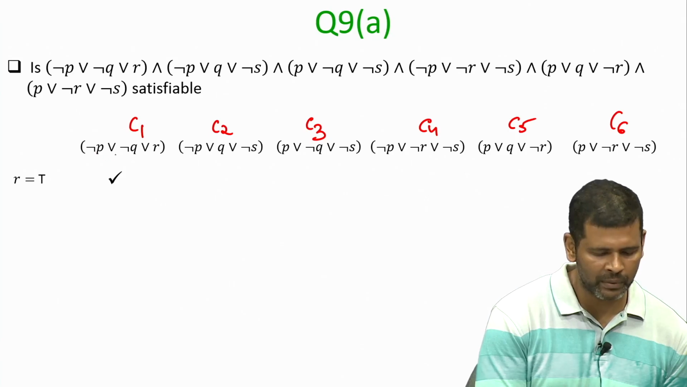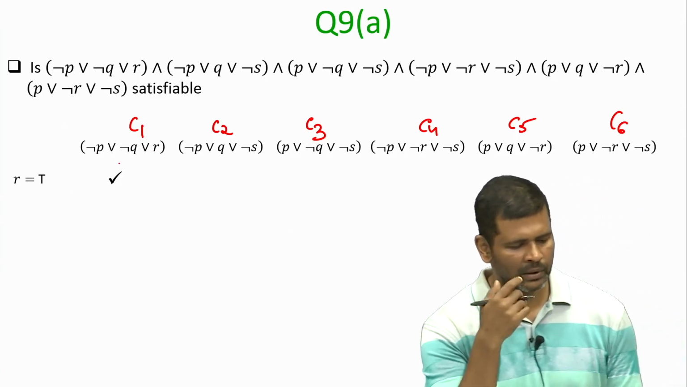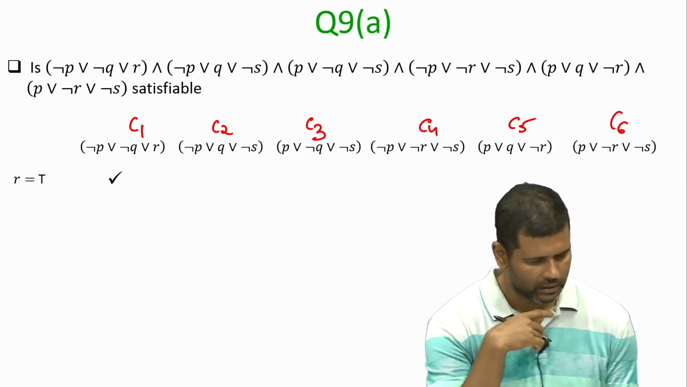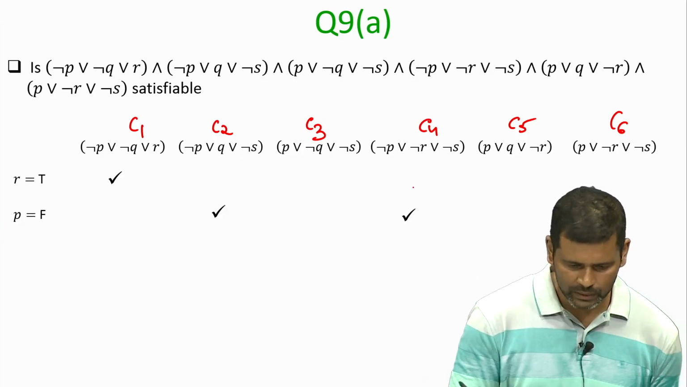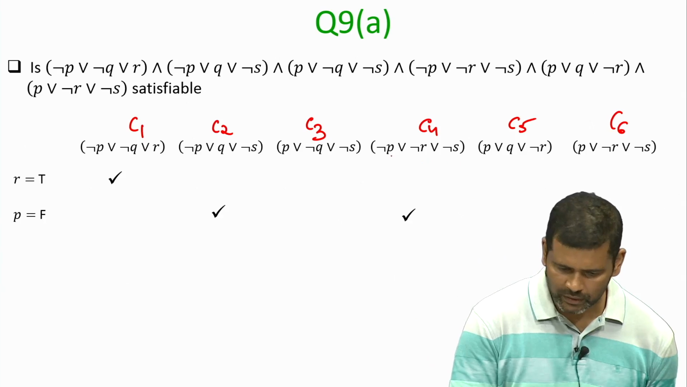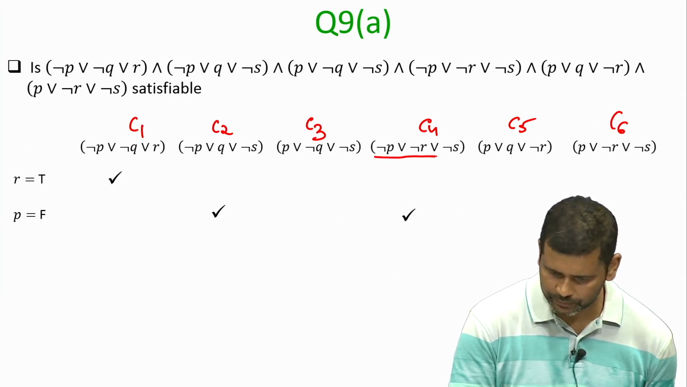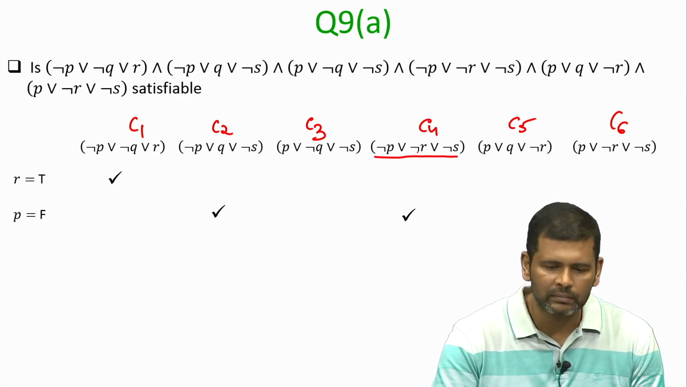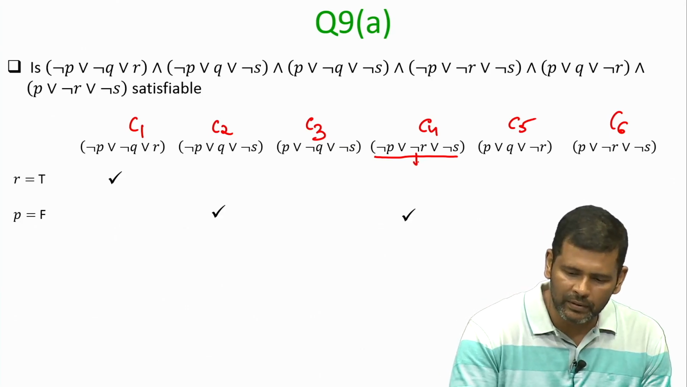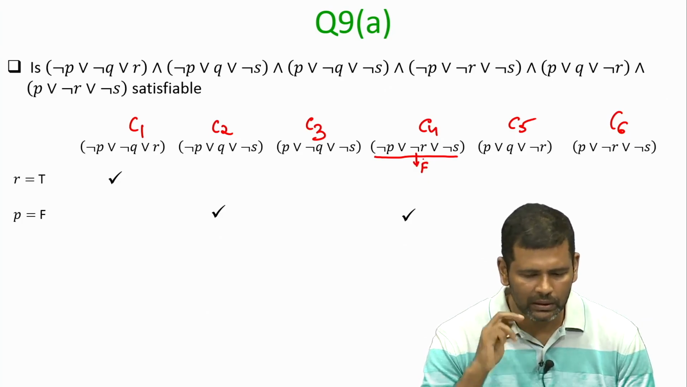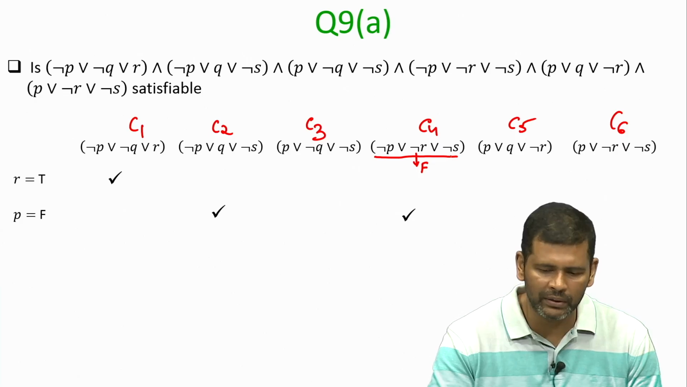I do not worry what is P and Q. If I ensure R is true, the disjunction of R with everything will be overall true. And if I assume R to be true, then if I go to clause number 4 here, if R is true, then negation of R will be false, right. Negation of R will be false. Then in order to satisfy clause number 4, I have to make negation of P to be true or negation of S to be true.